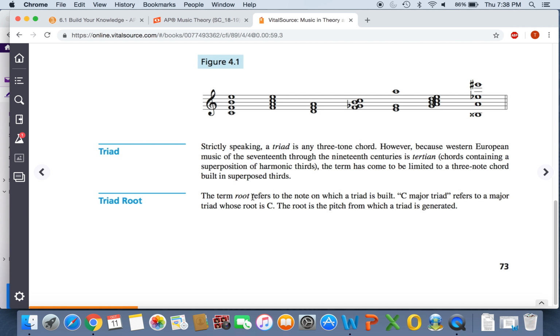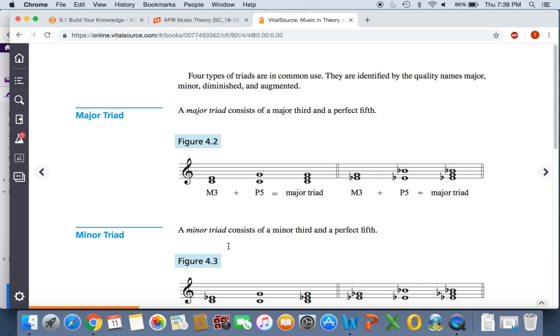The term root, the triad root, refers to the note on which a triad is built. So a C major triad has a C as the primary note. Are we good? This matters. A major triad has a major third at the bottom and then a perfect fifth from the root up to the top note, to look like this. So your major third, if you don't know your intervals, you have to go review. You must. And then a perfect fifth on top of that. So really it's a third and a third, right? That's what makes it a triad. But a major triad begins with a major third.